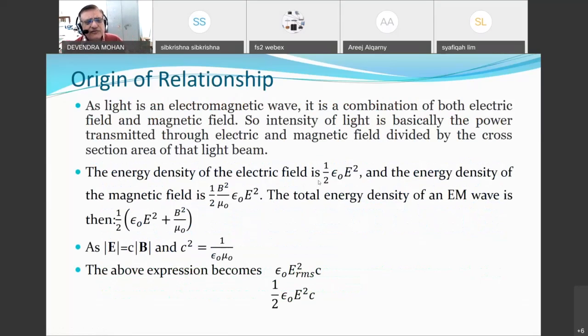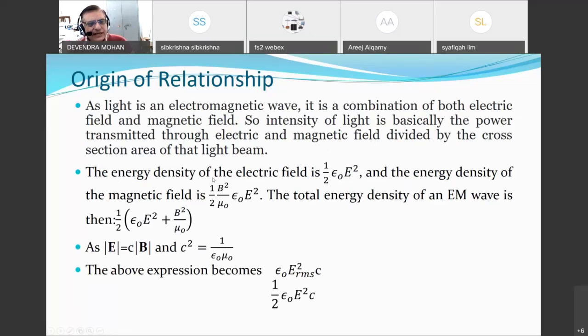So if you go for the origin of the relationship, as light is an electromagnetic wave, it is a combination of both electric field and the magnetic field. So intensity of light is basically the power transmitted through electric and magnetic field divided by the cross-sectional area of that light beam. So we can write down the intensity of light beam.